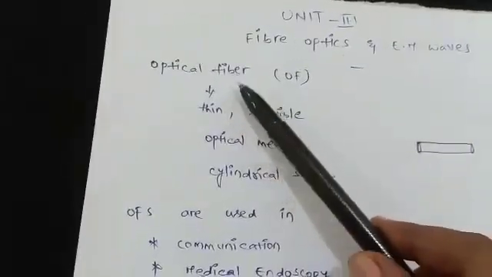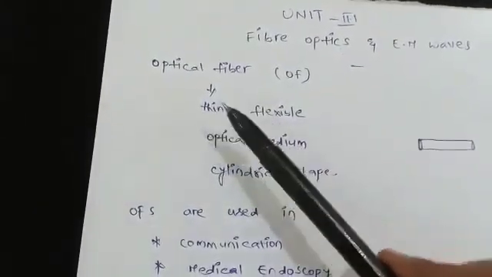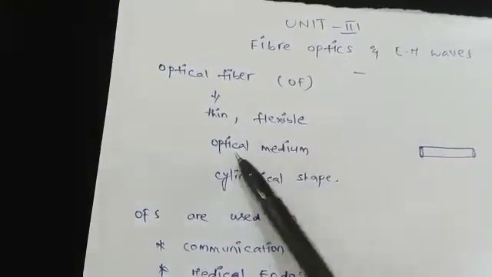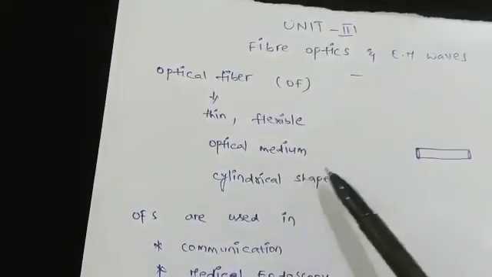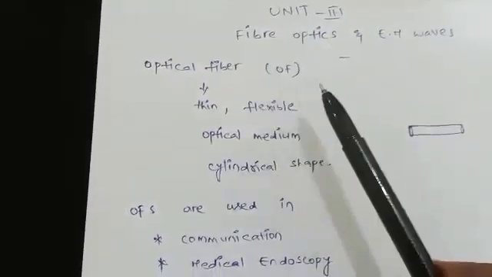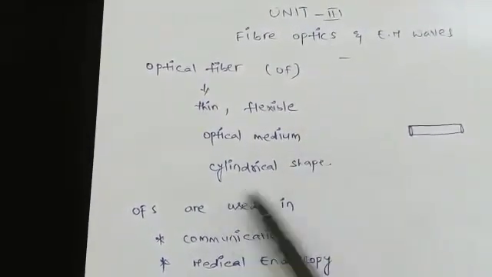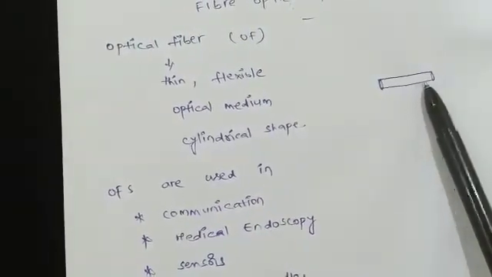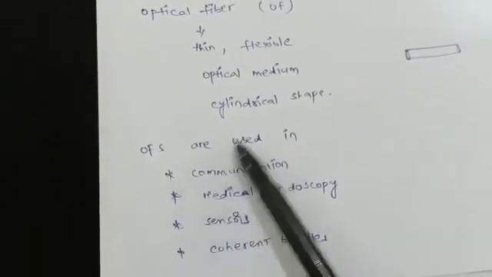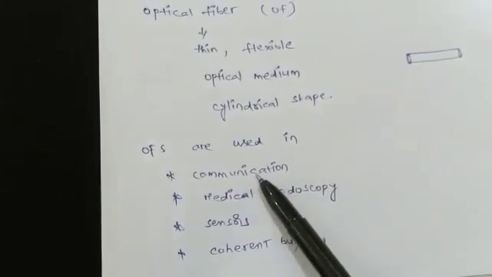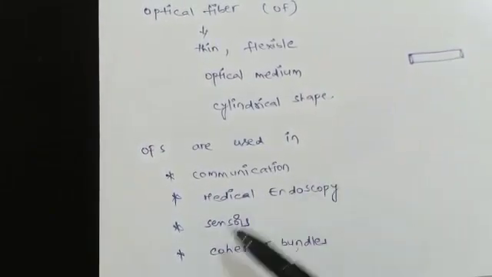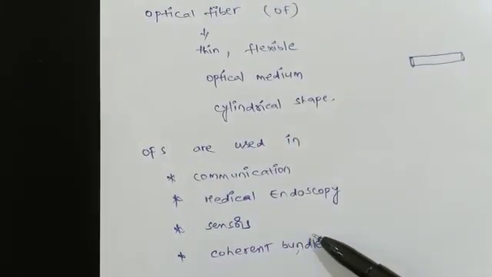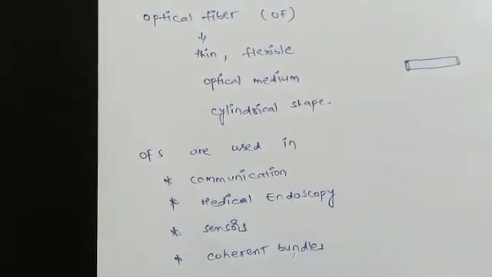Optical fiber is a thin and flexible optical medium having cylindrical shape. It looks like this. Next one. Optical fibers are used in communication, medical endoscopy, sensors, and they are also used in coherent bundles. Okay. Next.